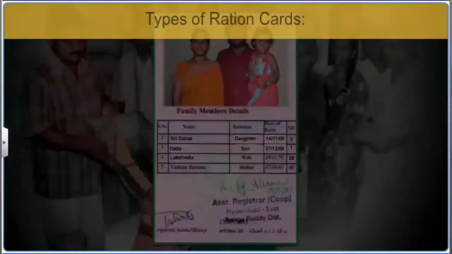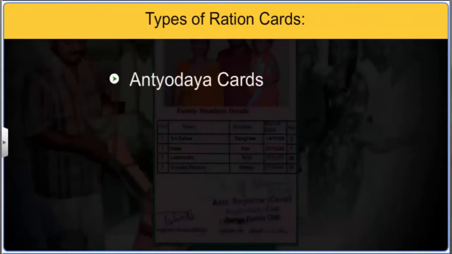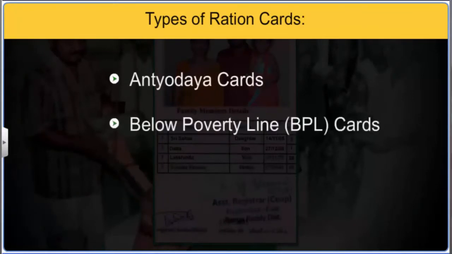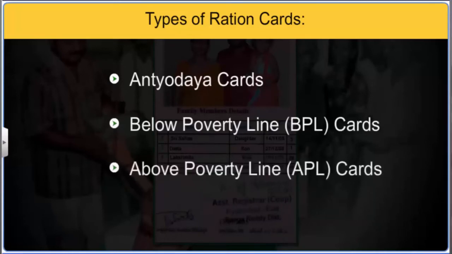3 kinds of ration cards are issued in India. The Antyodaya cards for the poorest of the poor, the BPL cards for people living below the poverty line, and the APL cards for all other people.